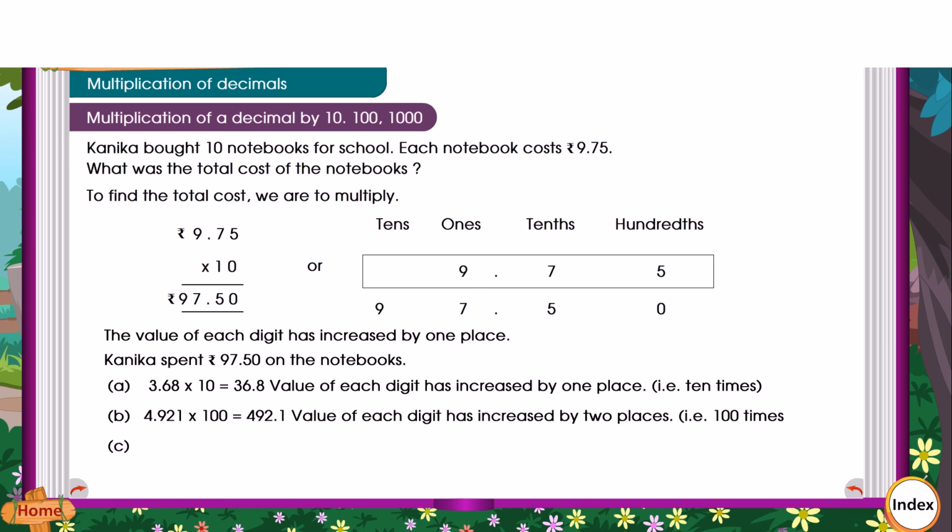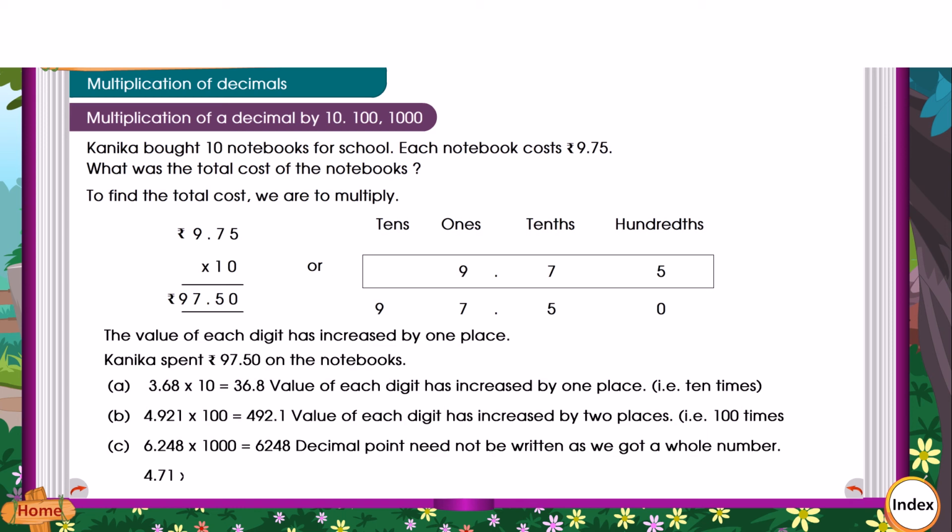C. 6.248 into 1000 is equal to 6248. Decimal point need not be written as we got a whole number. 4.71 into 1000 is equal to 4710. A zero is put to make three places of decimals.